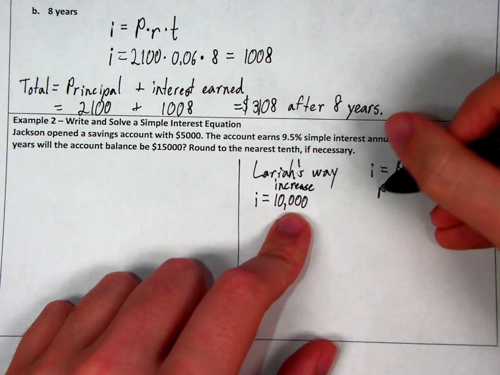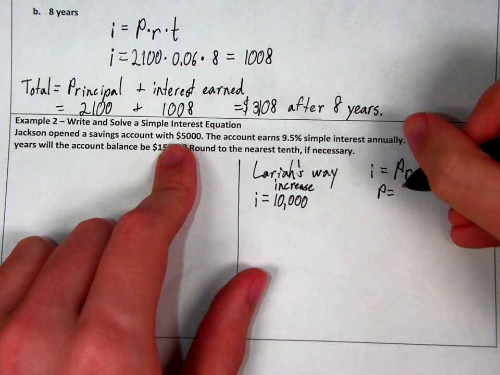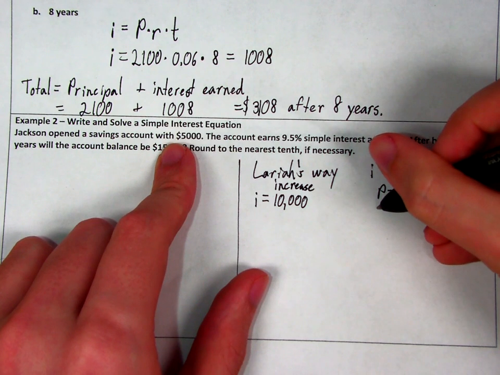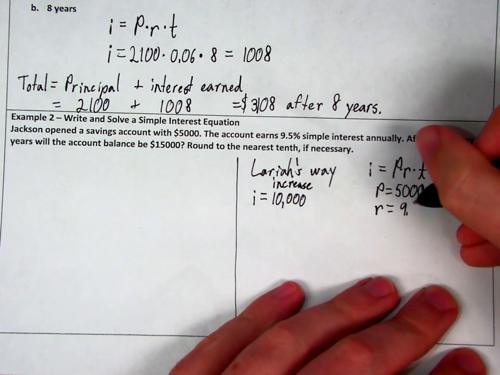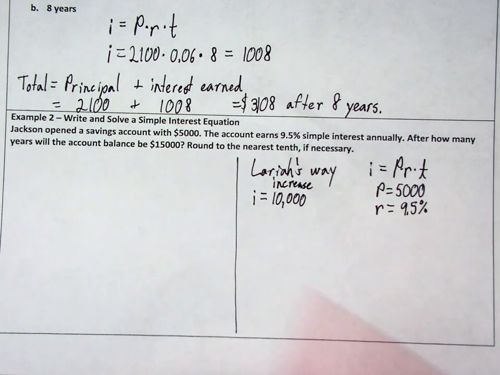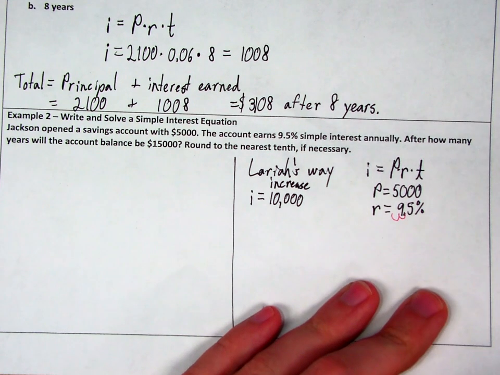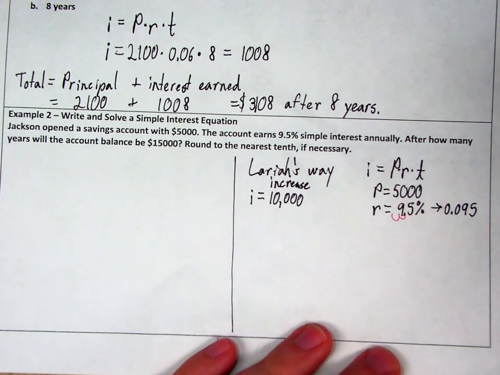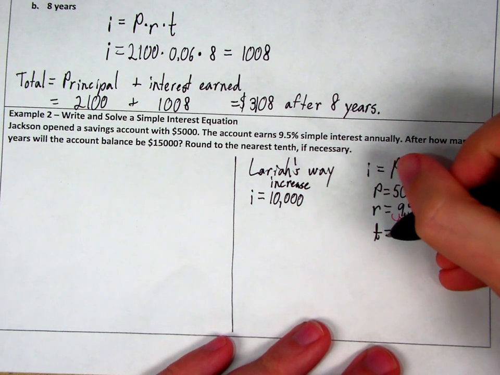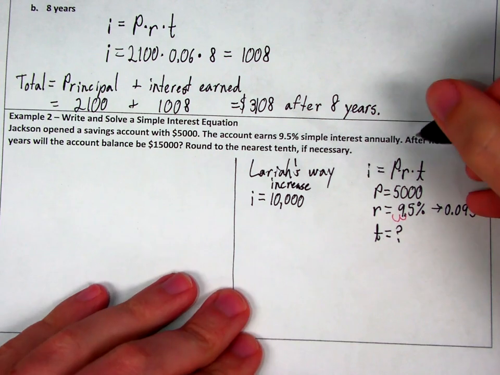And our principal's still easy to identify. It's the 5,000 we started with. Jackson started with 5,000. The rate is that 9.5%, which you all told me to turn into a decimal by moving once, twice, calling that 0.095. And T was unknown. We wanted to know how many years.